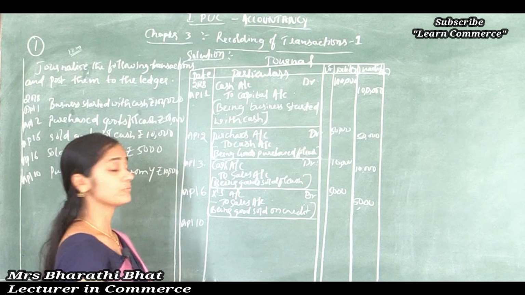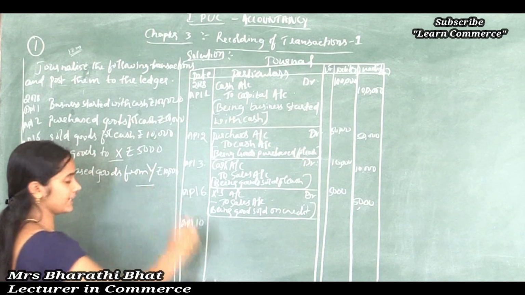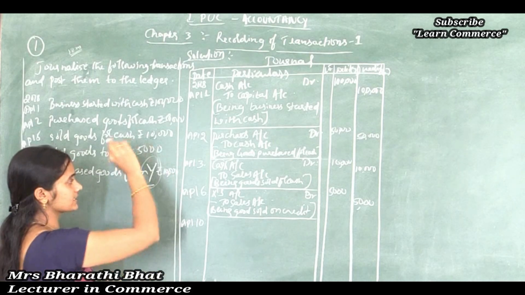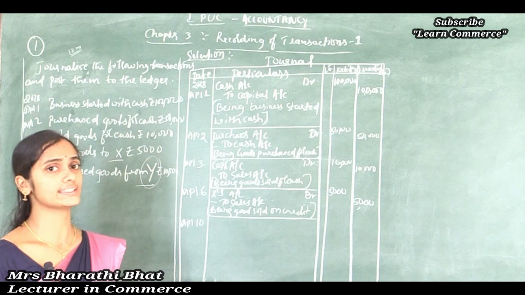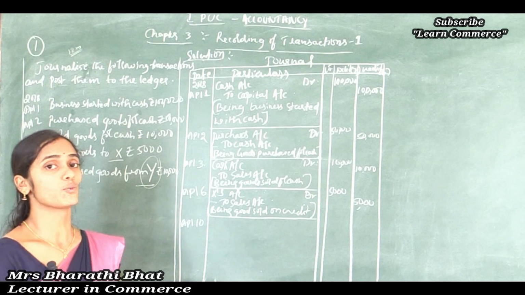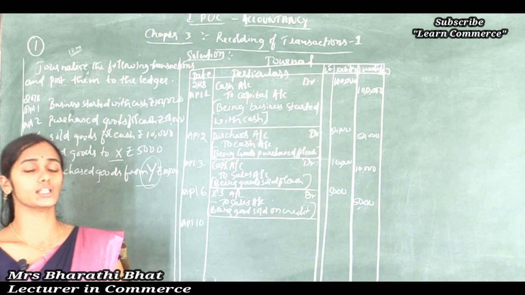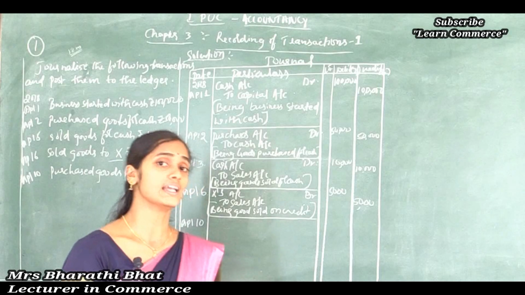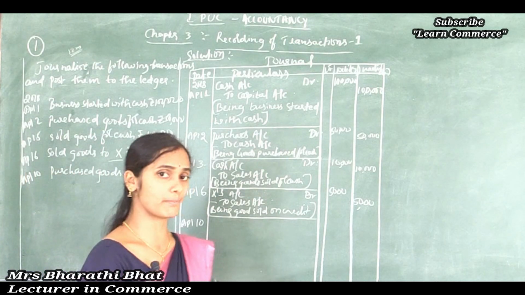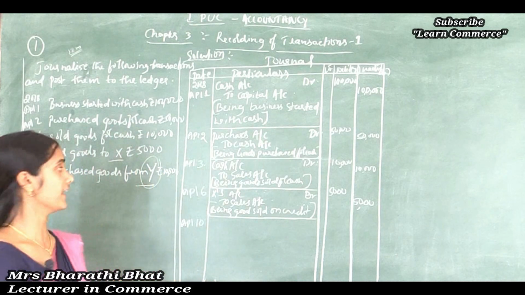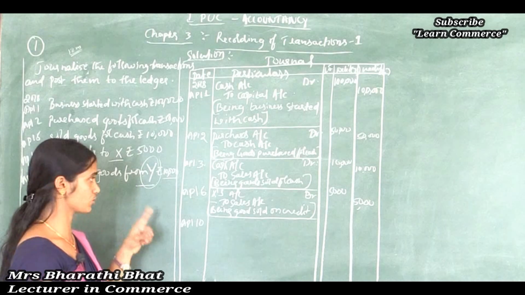Purchased goods from Y. Again, a person's name comes. Here Y is considered as debtor or creditor? Here Y is considered as creditor, because Y is a liability for the organization. The organization purchased goods from Y and has not yet paid, so it has to pay the amount in the near future. That's why this amount comes under liabilities of the organization.